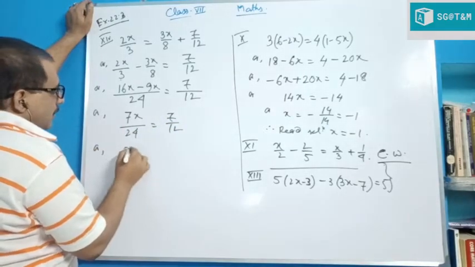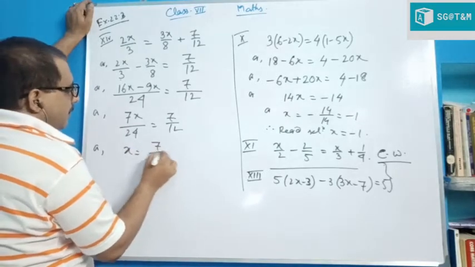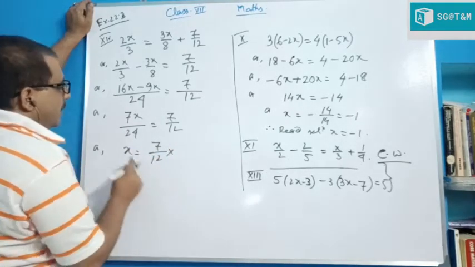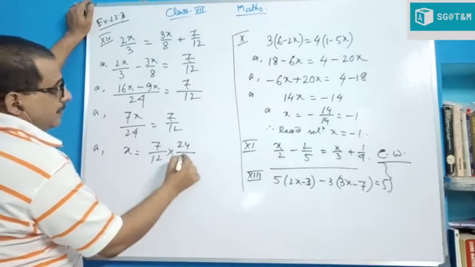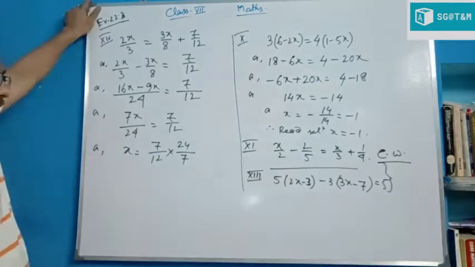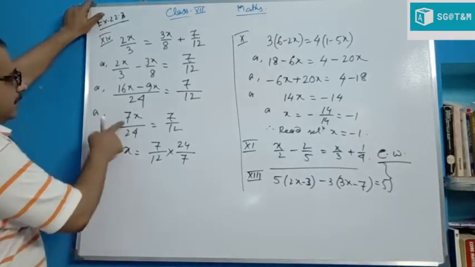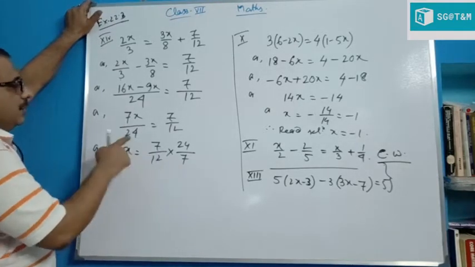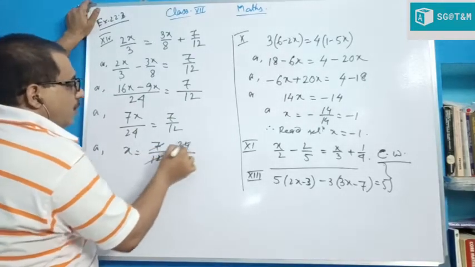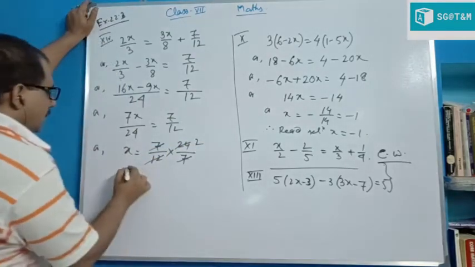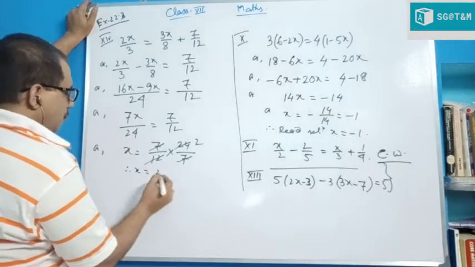Or x is equal to 7 by 12, remain intact, is multiplied. This 24 is multiplied with the numerator and this 7 is multiplied with the denominator, or divide. This is multiplication, so it is division. This is division, so it is multiplication. So obviously 7 and 7 cancel out. 12 twos are 24. Therefore x is equal to 2.